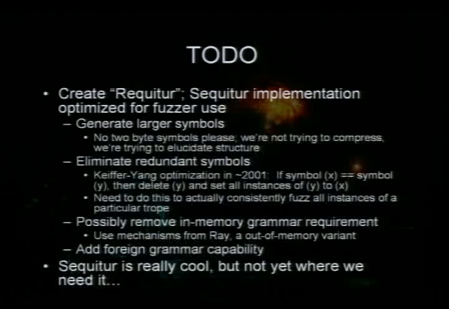Things to do: create Requitur, which is a Sequitur implementation optimized for fuzzing use. Need to generate larger symbols. Need to eliminate redundant symbols using work by Kaifer and Yang. If you have two symbols that reduce down to the same message, how about we merge them? Sequitur is linear time. It, however, takes absolute crap tons of memory. You can get about 150 megs through before your memory usage is at about 900 megs, which is okay, but what can I say? I want to take the entire contents of my hard drive and run it through Sequitur. I'm going to need something out of memory, and add the ability to compare files against foreign grammars. Now, Sequitur is really cool, but it's not where we need it yet.